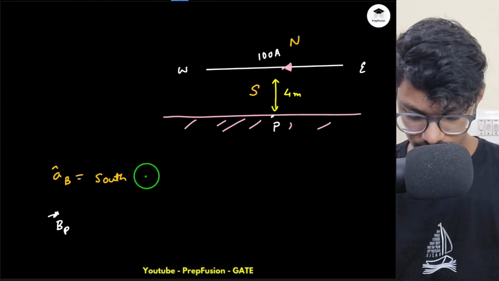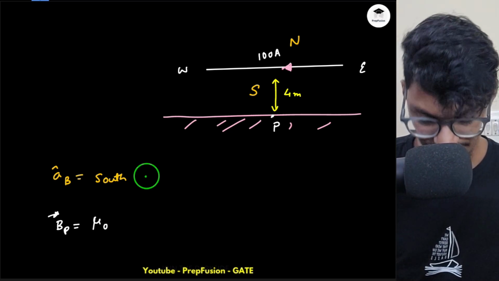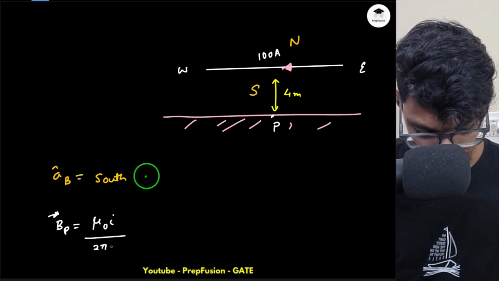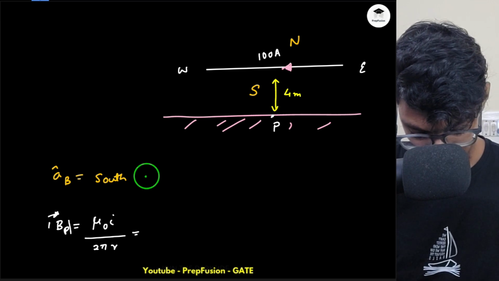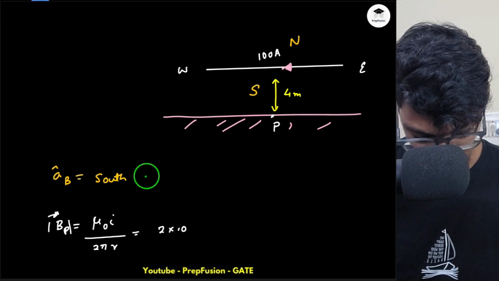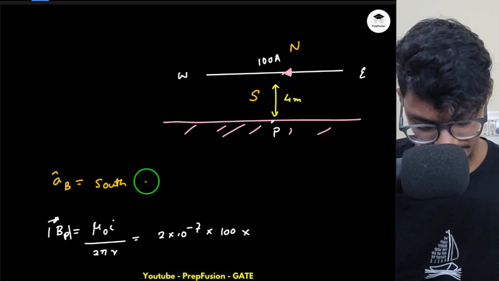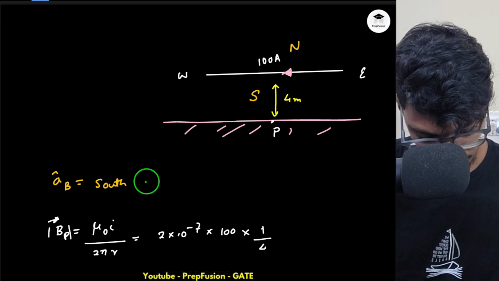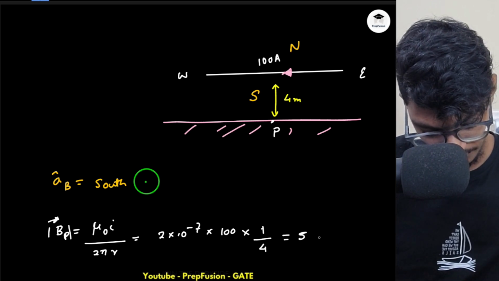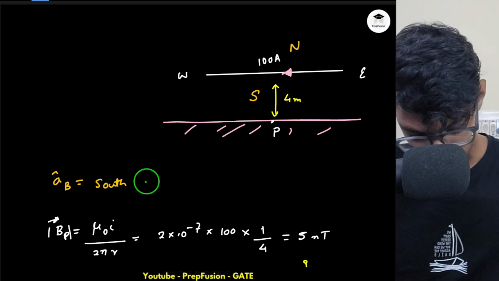So I can directly say here that B at P will be mu naught I upon 2 pi r, as they have not mentioned any medium. I am talking about the magnitude. Direction I have already mentioned. So it will simply be 2 into 10 raised to power minus 7, I is 100 amperes, into 2 pi and 4 pi I have cancelled already, r is 1 by 4. So this will be 5 nano Tesla. In what direction? In south direction. Okay, in south.